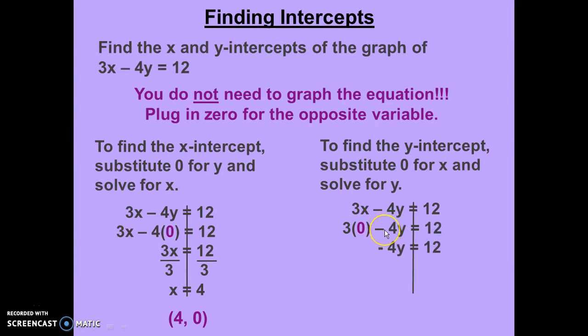Don't lose sight of that negative. It's going to be a very common mistake that people are going to make, so watch for it, right? We always look in front of the term to determine if it's positive or negative. Okay, so if negative 4y is equal to 12, then I can divide both sides by negative 4, and y is going to equal negative 3. And so this is my y coordinate. Remember, my x coordinate was 0, so the ordered pair is (0, -3).